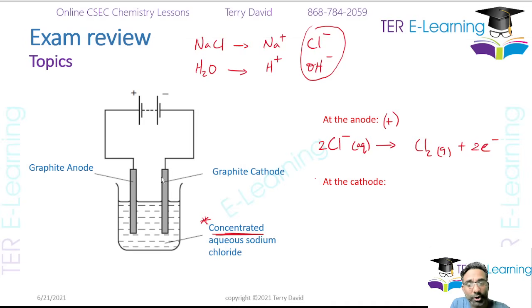Now at the cathode, again you have a decision to make. Your cathode is your negative electrode. But if you look carefully, you have 2 sets of cations here. You have sodium ions and you have hydrogen ions. So which one is going to be discharged?